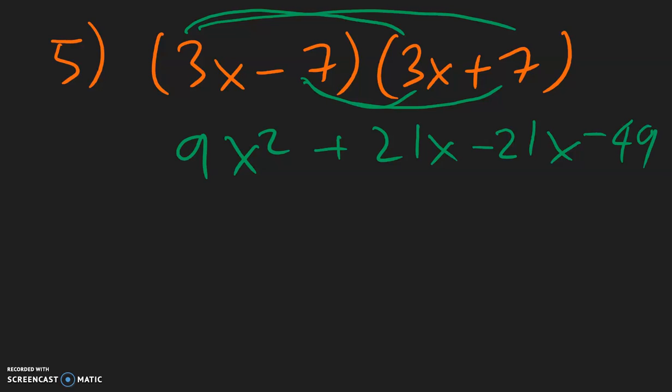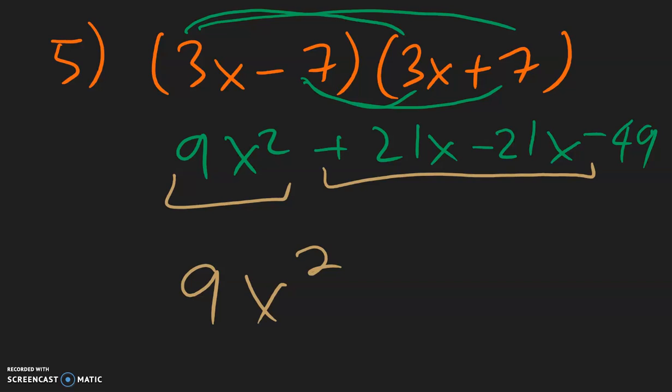Now let's combine like terms. The x squares right here, 9x squared. The x's, you see this 21 minus 21? That's a 0. And then finally we bring down the negative 49. So that's all we need to write. The 0, we don't need to write it down.